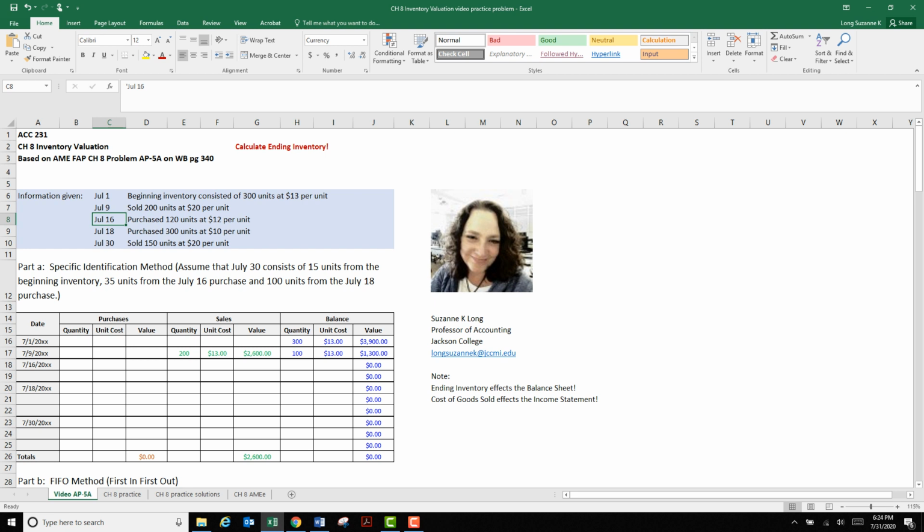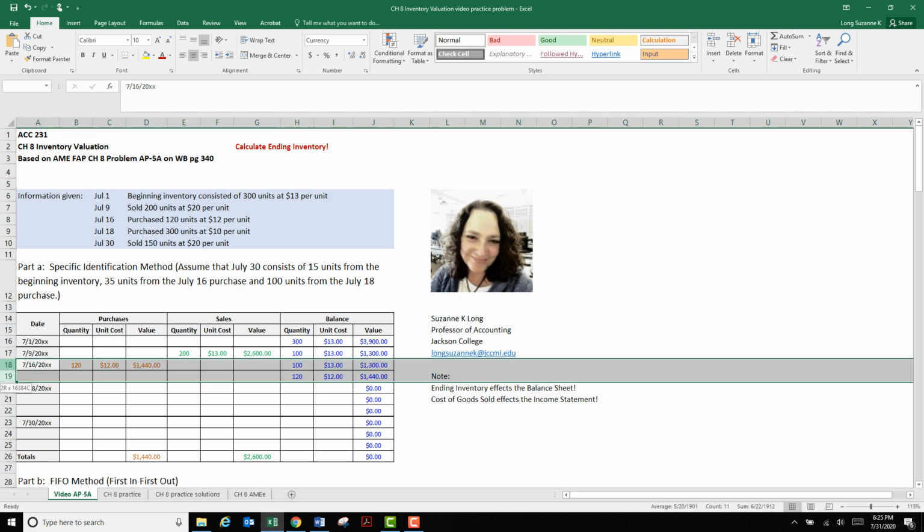Purchased 120 at 12. Alright, so now we've got a purchase. So we're going to be in this area here, purchases. Purchased 120 at 12. So we got this asterisk times that. Now over here in the balance area, we've got 2 layers of inventory. We've got these that were hanging around from before, and now we've got these new ones. So keep them in order. We had these first. I'm doing a cell reference, and I'm doing a cell reference. So I had these first, and then I bought these. So I've got these $13 ones before I had these $12 ones. That takes care of the 16th.